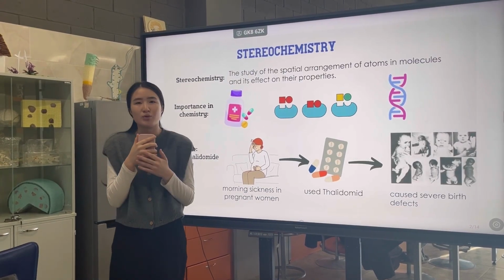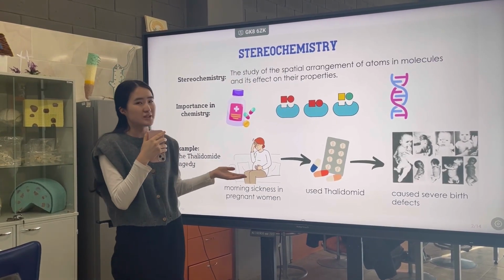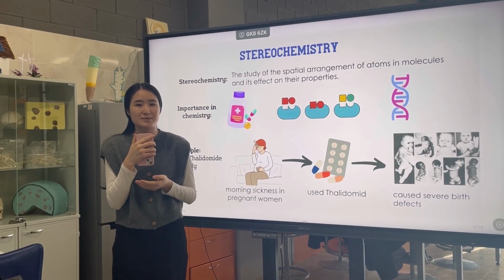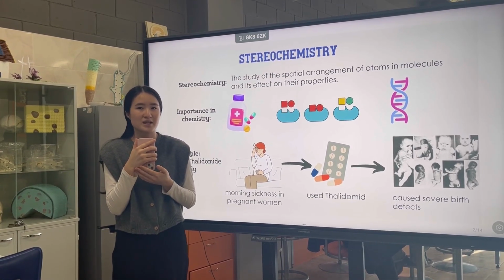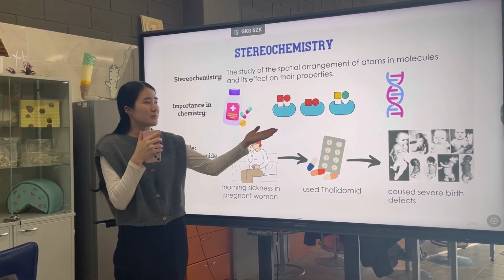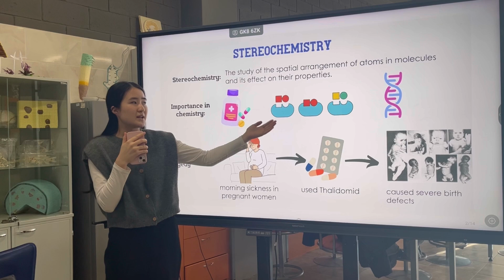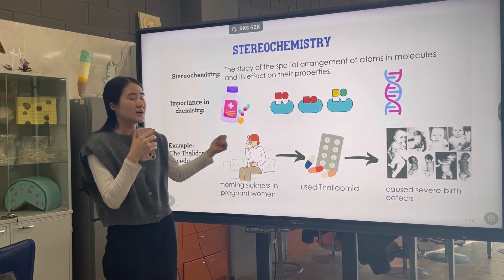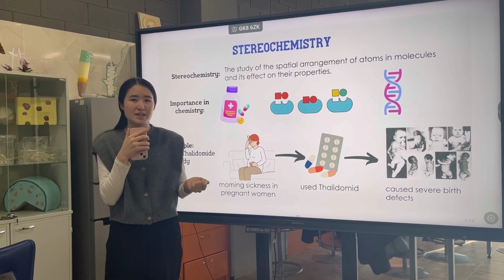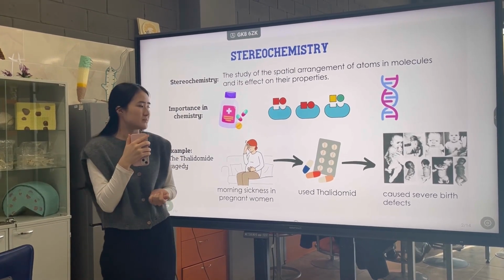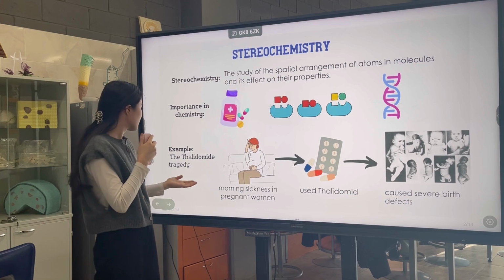So, what is stereochemistry in general? It's a branch of chemistry that studies the three-dimensional spatial arrangement of atoms in molecules. And many biological molecules like proteins, DNA, enzymes, and so on, are stereospecific, meaning they only interact with certain stereoisomers.